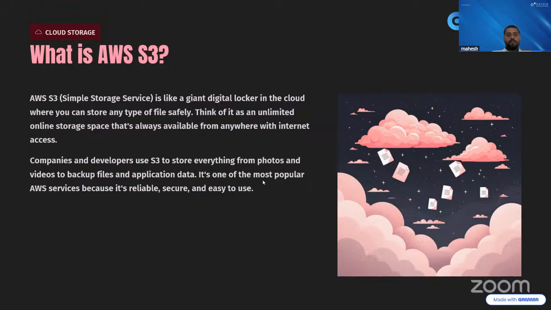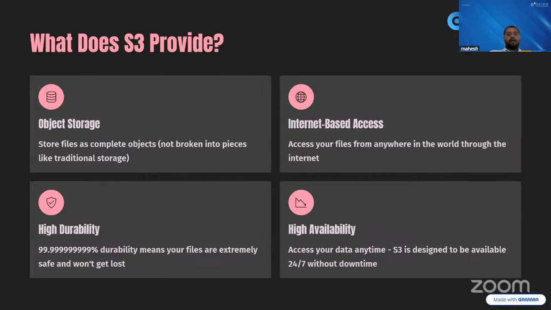And see, what does S3 actually provide, participants? We have good points over here. Object storage. I already said very clearly, the data is not broken into pieces like how the data is broken down in traditional storage. It's not like that. The object will be as it is. However many objects you are going to store, we can retrieve that many objects as well. So that is what they have mentioned. Store the files as complete objects, not broken into pieces like traditional storage.